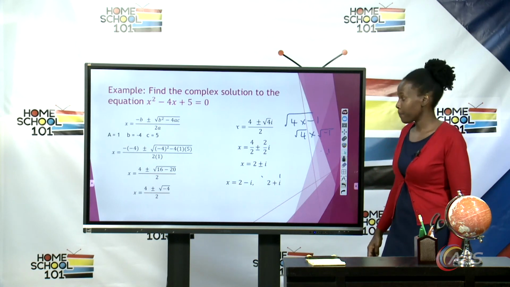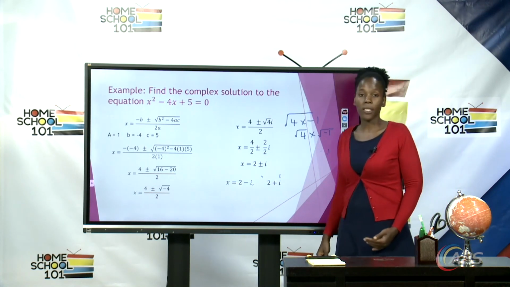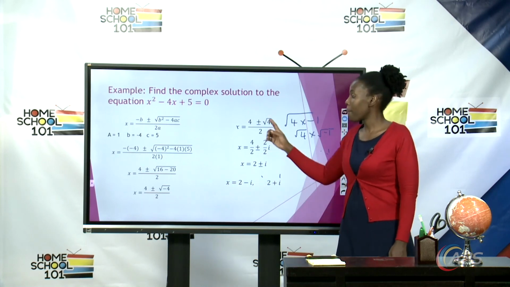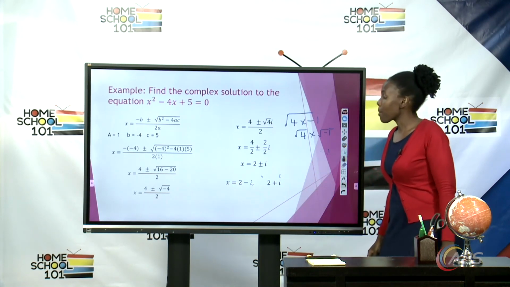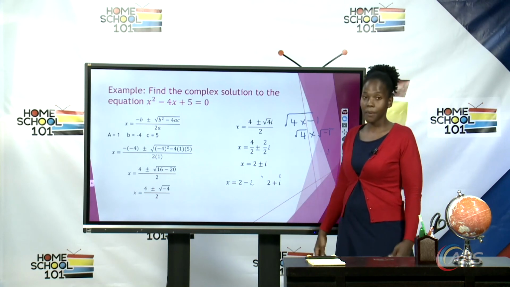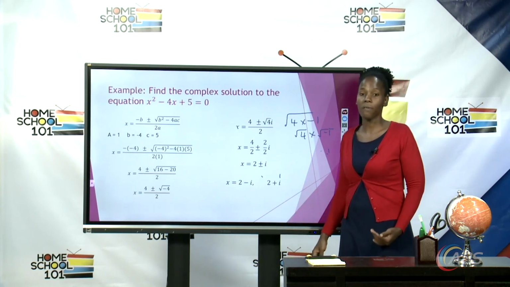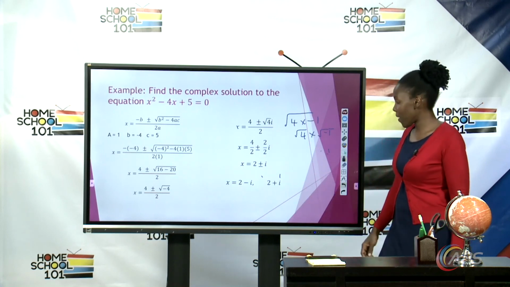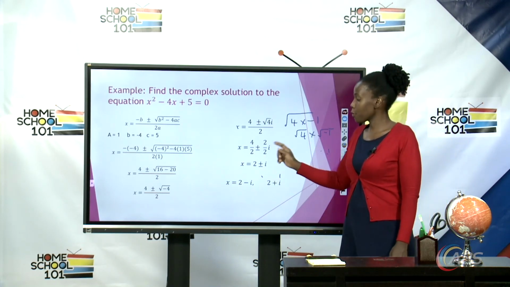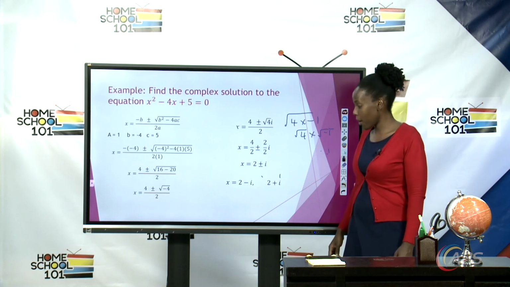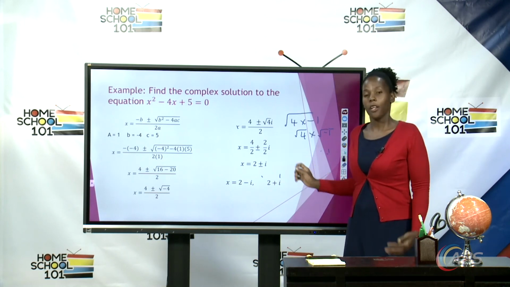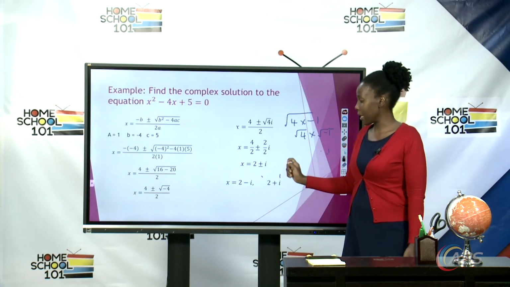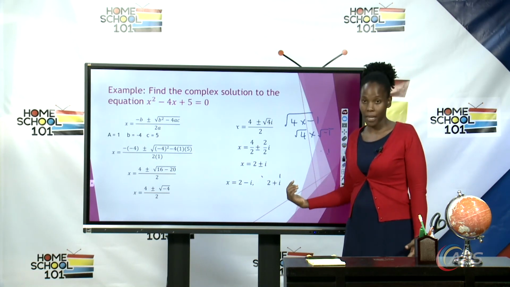What we would do next is separate the real and the imaginary parts. Once we have a fraction, we simply separate the terms in the numerator by the signs. So it becomes 4 divided by 2 plus or minus 2 divided by 2, times i. 4 divided by 2 would give me a value of 2. 2 divided by 2 would give me 1, so it becomes 1i. Once it is 1, we would not write the 1. All you would see is just 2 plus or minus i.